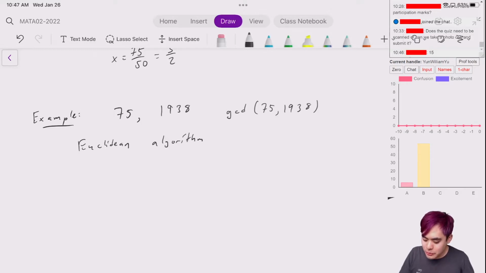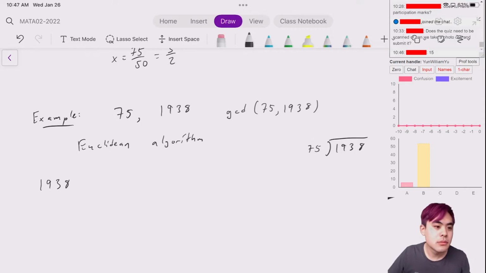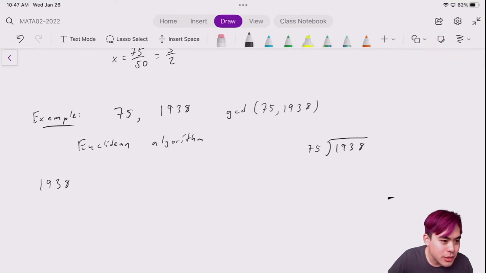So what we want to do is we want to take 1,938, and we want to figure out when you divide this by 75, what's the remainder? So let's do this over to the side. Divided by 75. And we want to know what the remainder is. Oh, let me turn off my poll, just because we don't need that right now. Okay. So divide by 75.